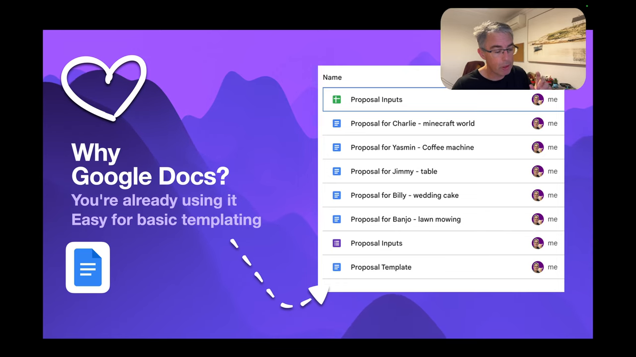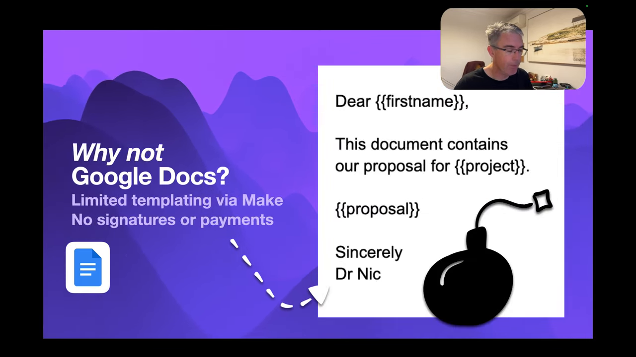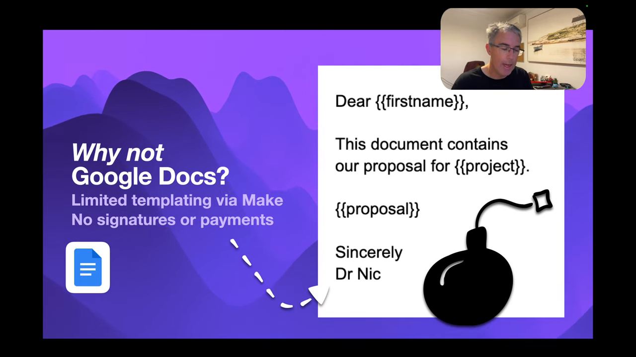Why do we want to use Google Docs? Well, one, you're already using it. You're probably pretty good at it. And the templating is pretty easy. It's just some curly brackets and some strings, and the Make module does the rest. Why not is that the templating is somewhat limited, and there may be things you can't do simply.